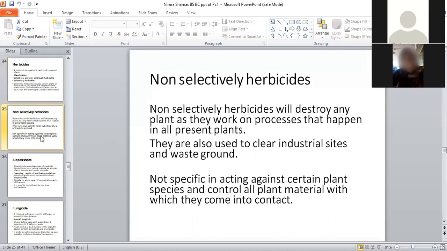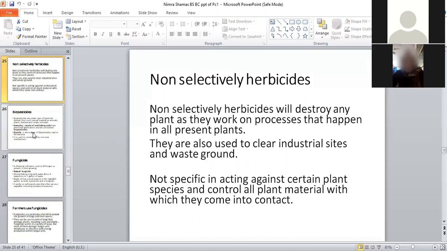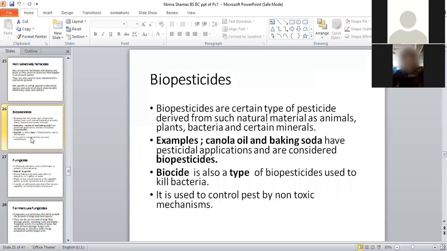Next slide. Non-selective herbicides will destroy any plant, as they work on processes that happen in all plants. So they are not selective in getting rid of herbs. They are used on all plants. They can also be used to clear industrial sites, not specific in acting against a certain plant. This is the major point: not acting against a certain plant, it destroys all plants.